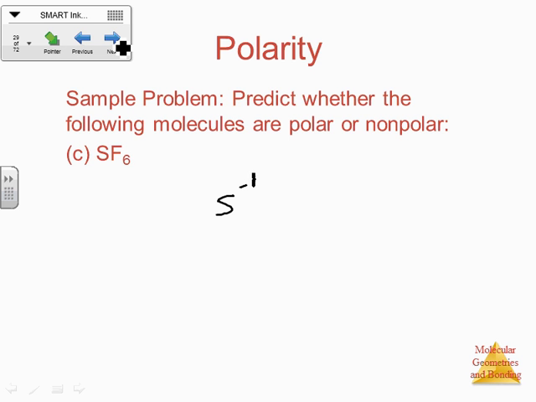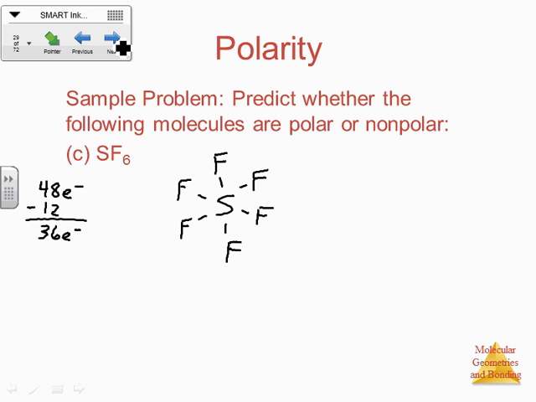SF6. Not sure if we just did this one or not. 3, 4, 5, 6. Okay, and so we've got 42, 48 electrons there. We just used up 12 of them with the bonds in the middle. So that leaves us with 36 electrons. And if you think about that, you've got 6 outer electrons. You put 6 around each of those. That uses up all 36, okay?